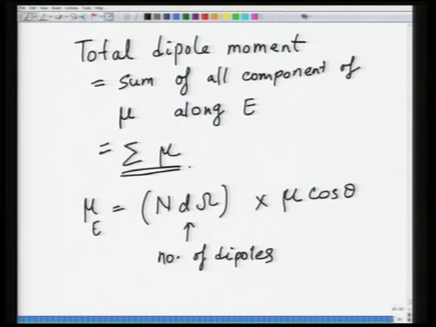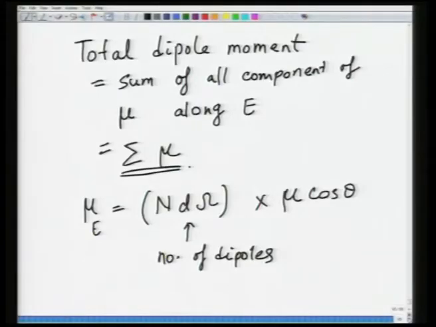Now, for that segment, we can vary theta from 0 to 180 degrees. If we want to calculate for all the dipoles in this region, then we need to integrate it from 0 to 180 degrees, or 180 degrees to 0.